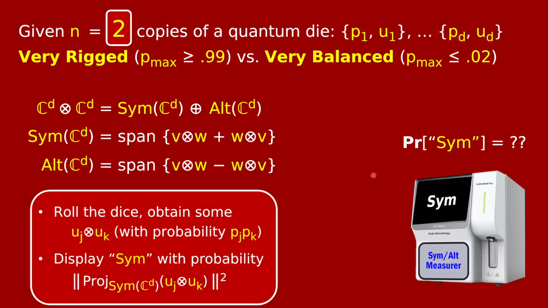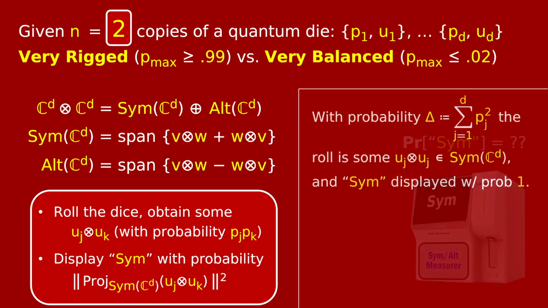They're right here. You can imagine that on the inside of this machine, nature rolls the two dice. And so it obtains some outcome, which is really a tensor product of two of these u's. It gets uj tensor uk with probability pj times pk. And then, having gotten that, it displays sim on the readout screen with probability equal to the squared length of the projection of this outcome, uj tensor uk, onto the symmetric subspace. Okay, so let's calculate that.